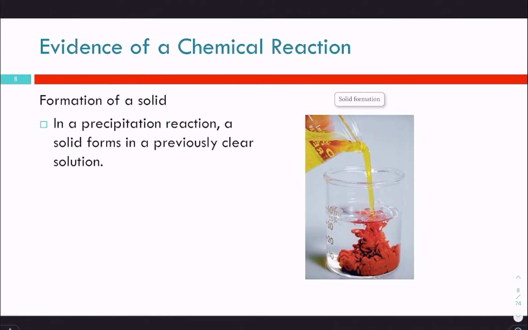So one of the other ways that we tell if we have a chemical reaction happening is the formation of a solid. So if you pour, in this case, this yellow liquid into the clear liquid, this red cloudiness is a solid that's being precipitated out of solution. That's also why rain is called precipitation, because it's two gases mixing together and forming a liquid out of the air. So a precipitation reaction or formation of a solid is evidence of a reaction.